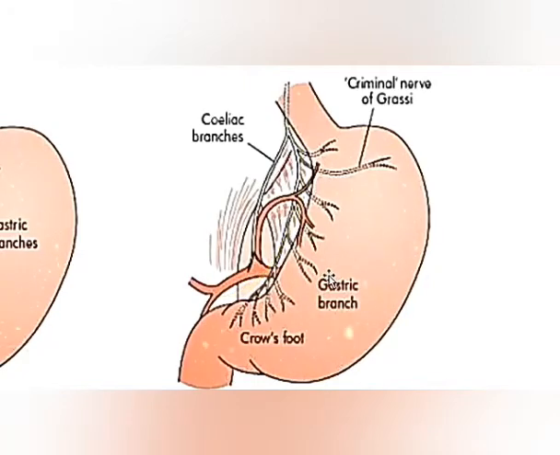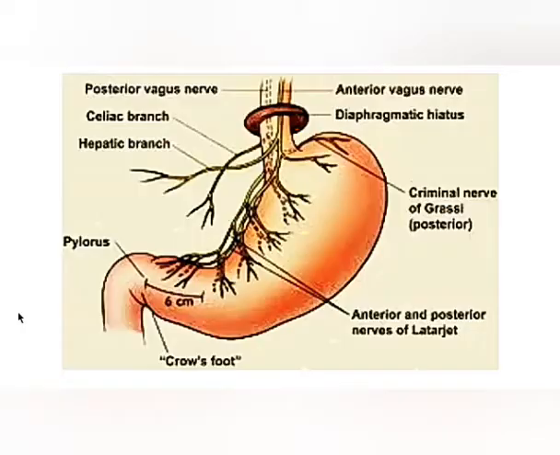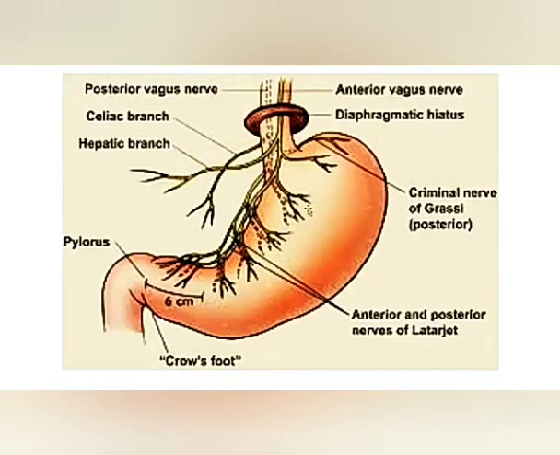Now we will come to the picture where we put both these two together. Now we will understand this picture. We are seeing the anterior vagus here, its hepatic branch going, and the nerves of Latarjet and the crow's foot here. And again we are seeing the posterior vagus going, the celiac branches, the criminal nerve of Grassi going initially, and after that the posterior nerves of Latarjet and the crow's foot.